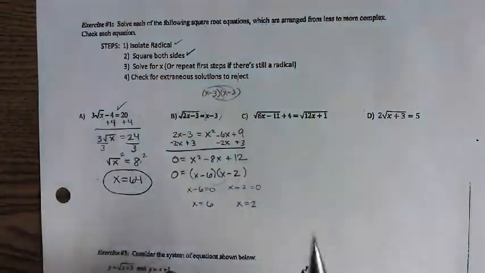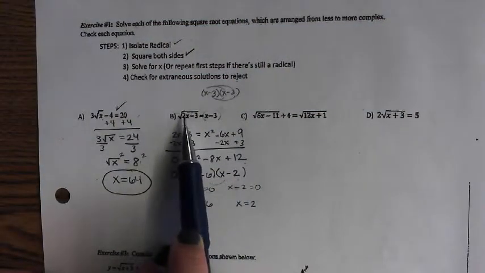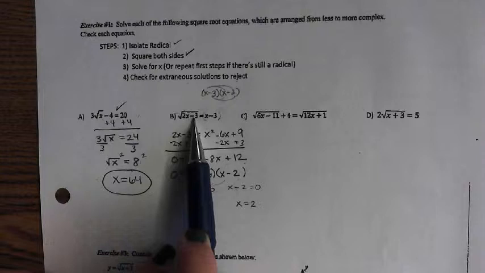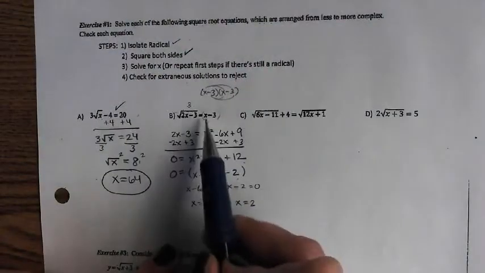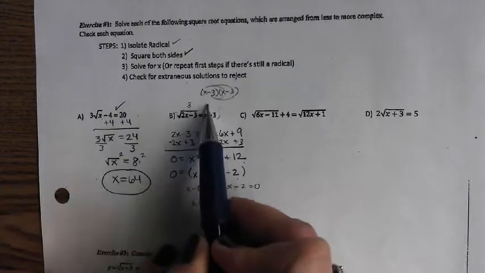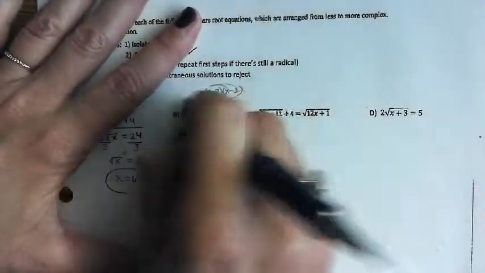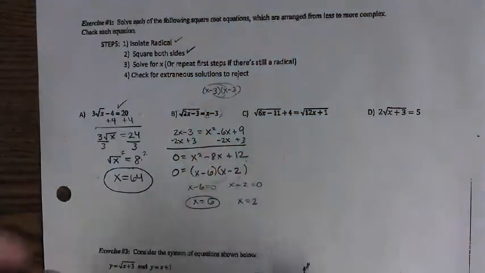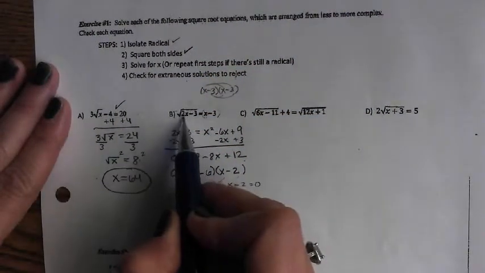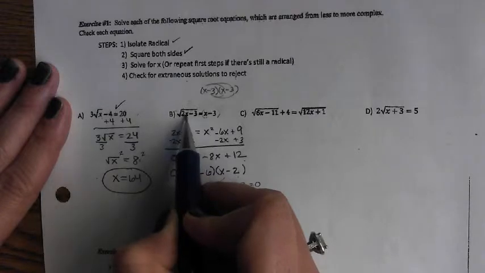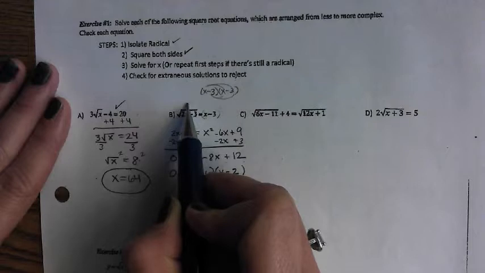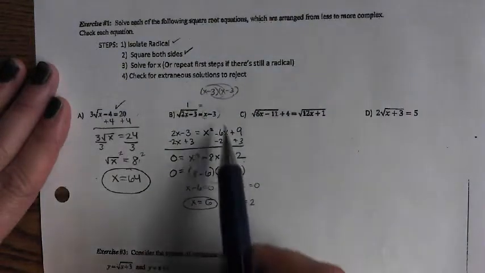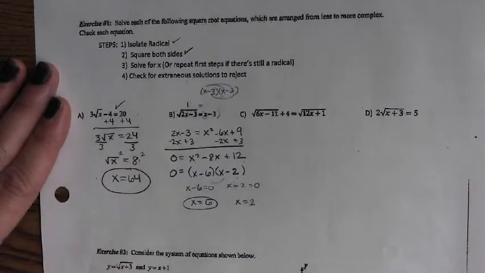Starting with 6. If I plug a 6 in on the left, I get 12 minus 3, which is 9, and the square root of 9 is 3. If I plug 6 in on the right, 6 minus 3 is 3. So that checks out. Now 2. If I plug in 2 on the left, 2 times 2 is 4, 4 minus 3 is 1, and the square root of 1 is 1. On the right-hand side, if I plug in 2, what's 2 minus 3? Negative 1. Does that work?